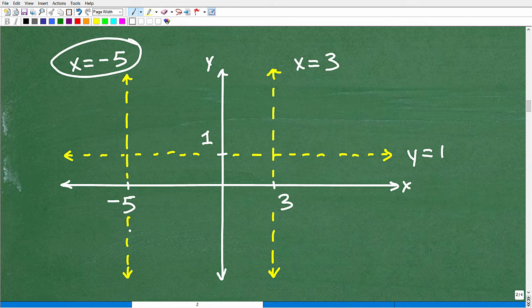This is a vertical asymptote, so that's a vertical line. Now notice that I have them as little dashed lines here. You want to make them very subtle. You want to show them in your graph for your work, but you don't want them to dominate.